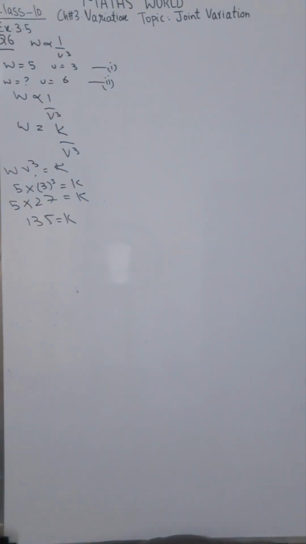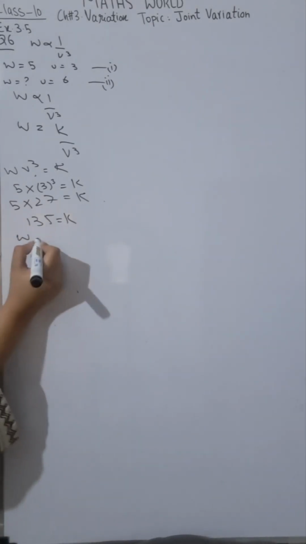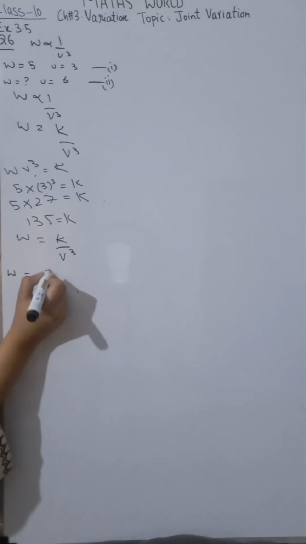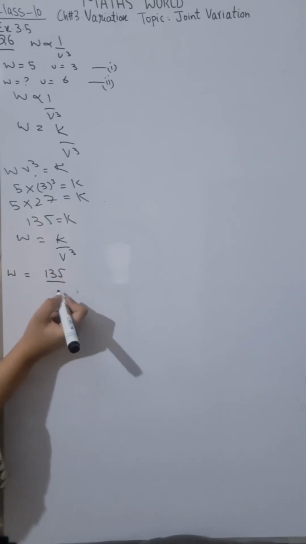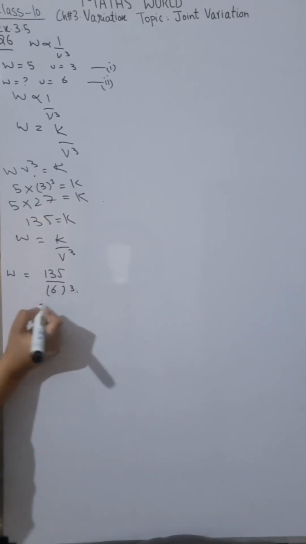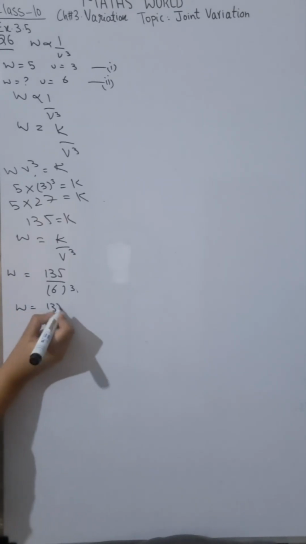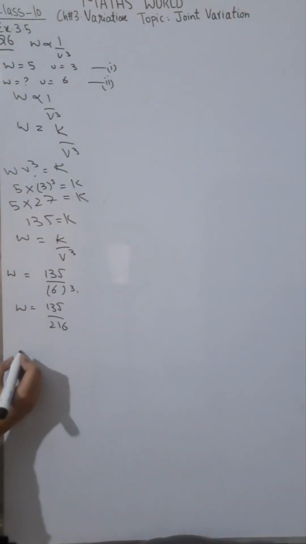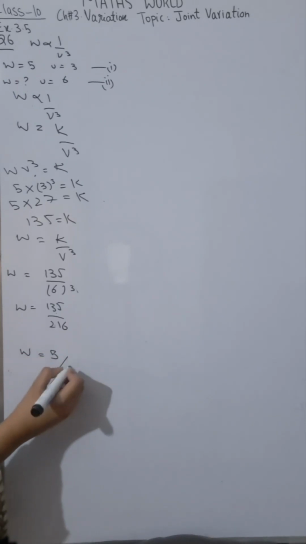So now simply find the value of w by using w is equal to k over v cube. So w equals 135 over, and what is v? That is 6 cube. So w is equal to 135 over 216. Now you simply solve it, divide it and you will get 5 by 8. So w is equal to 5 by 8. So this is your answer.